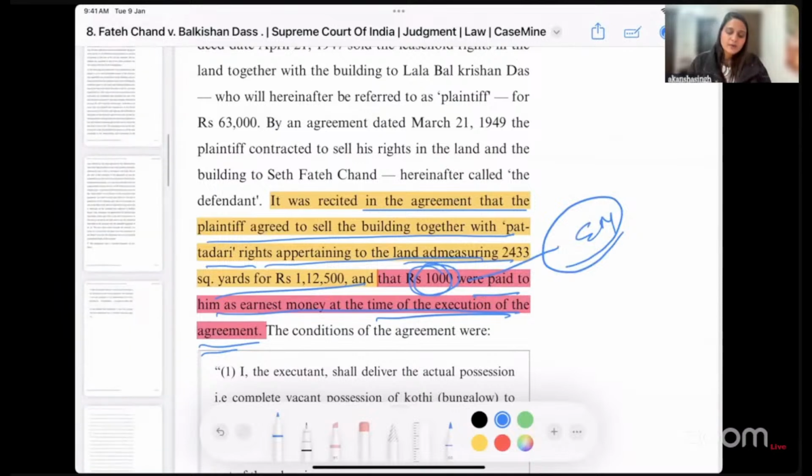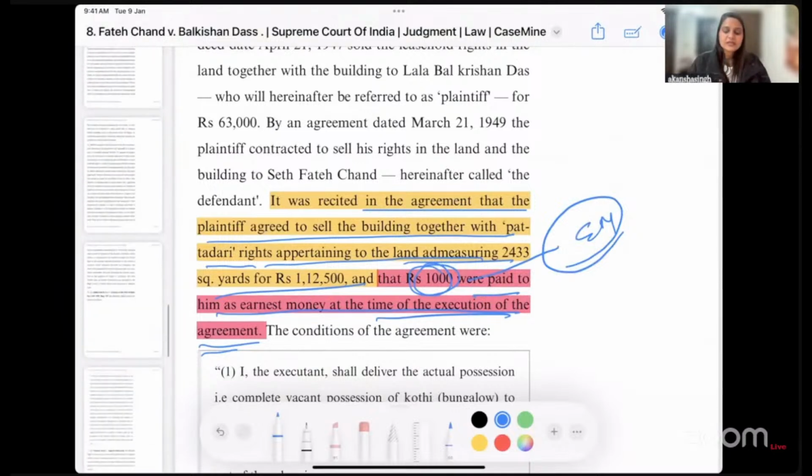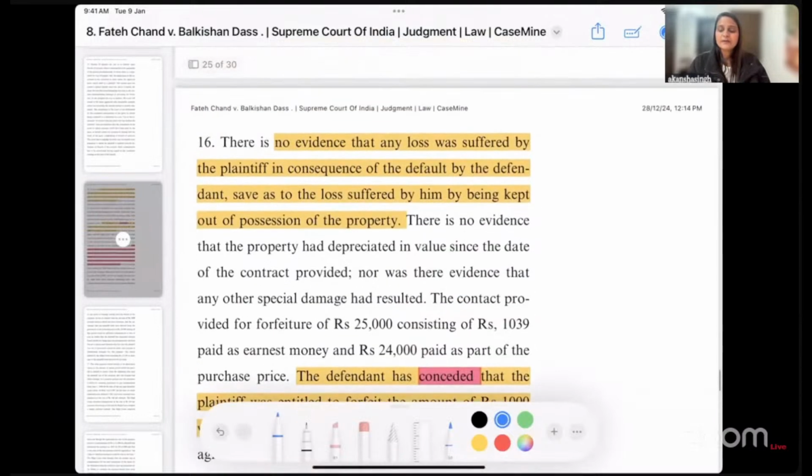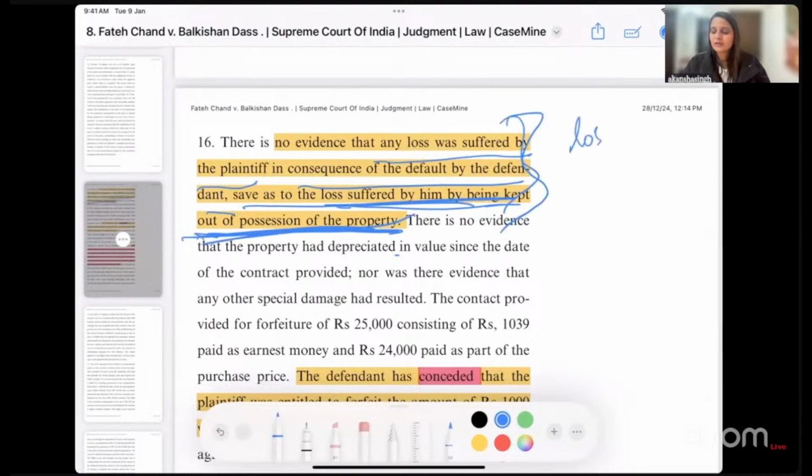Okay. Now, will you be entitled to forfeit this earnest money? Yes or no? Let's read about that. Because there was no evidence brought before the court for any loss suffered by the plaintiff in consequence of the default by the defendant, save as to the loss suffered by him in keeping out of the possession of the property. Now, the point is, why are we discussing loss here, ma'am? You remember we just discussed section 74. Actual loss or damage has to be proved where it can be proved. Actual loss or damage will not be asked to be proved where the court cannot really assess it and it is impossible for you to prove.